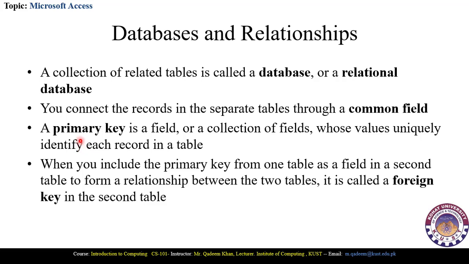But student name is not a primary key because it is possible that many students can exist with the same name. So a primary key from a table used as a field in a second table to form a relationship between two tables is called the foreign key. When the primary key is also available in another table, then we can establish a relation from one table to another table, and in the second table, that primary key will be called the foreign key.